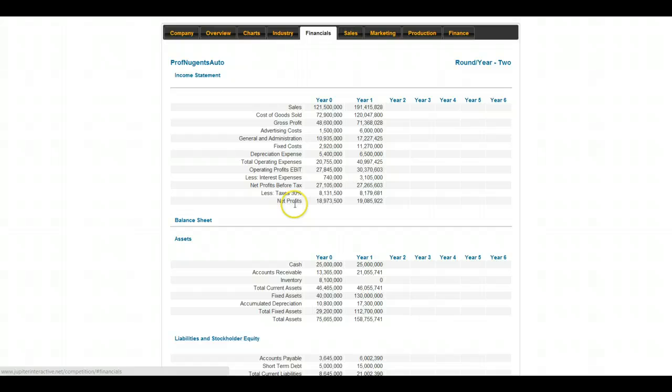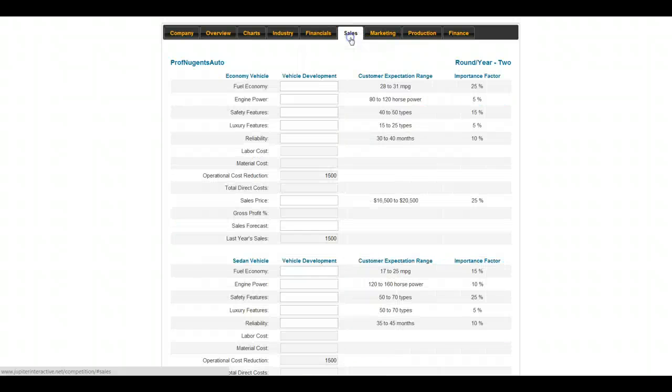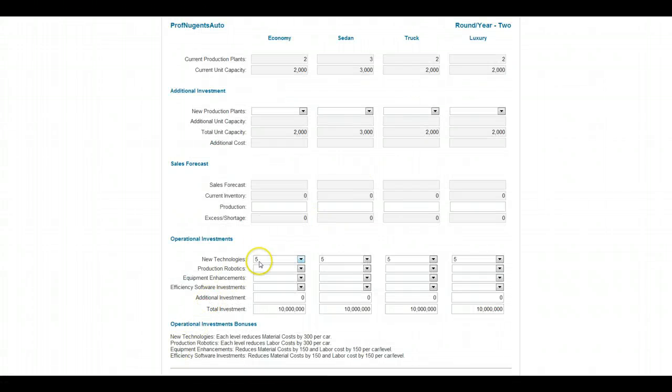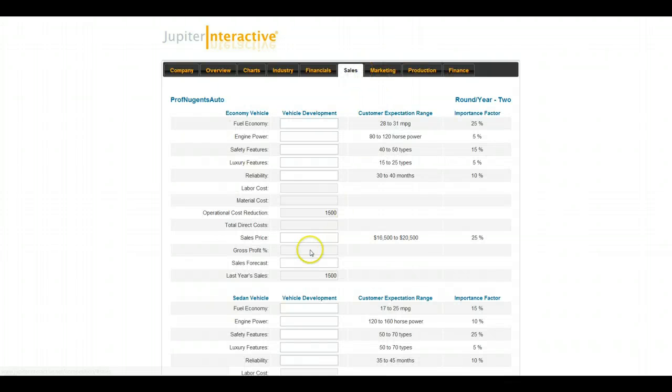All right, so I have my financials backed up for year 1 and 0 in case I want to utilize them or analyze them a little bit more closely. And then the simulation starts all over again in round 2. So in round 2, I invested in a number of operational cost reductions from the production page. I invested in 5 levels of new technologies for each vehicle class. For every level of new technologies, I get a $300 cost reduction. It takes a year to implement and start seeing the benefits, so I got this for the first time this year, even though I invested last year. So this is going to help me increase my profit margins.